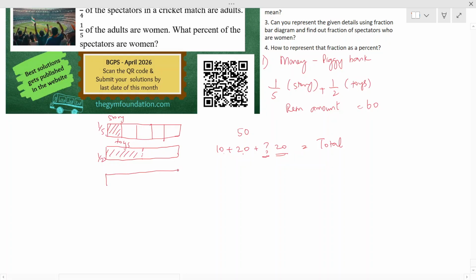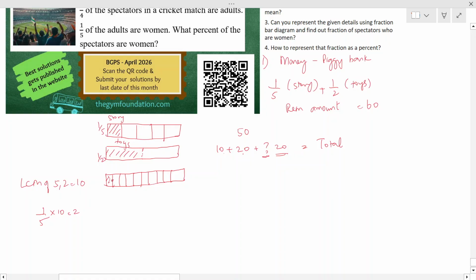So how can you divide something into halves and fifths? You need to take the LCM of 5 and 2, which is 10. So you can divide this into 10 equal parts: 1, 2, 3, 4, 5, and 1, 2, 3, 4, 5. So you have 10 equal parts now. This is not drawn equal, but assume it is equal. 1, 2, 3, 4, 5, 6, 7, 8, 9, 10. Now what is 1/5 of this 10? If you have 10, what is 1/5 of it? It is 2 boxes.